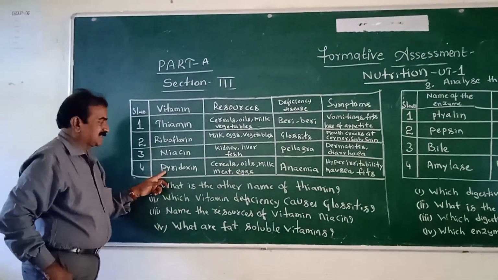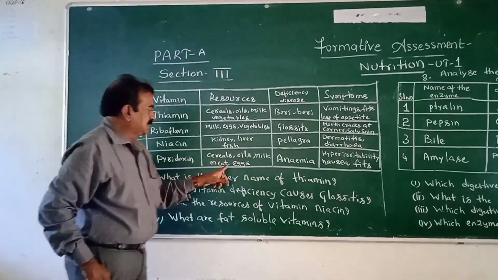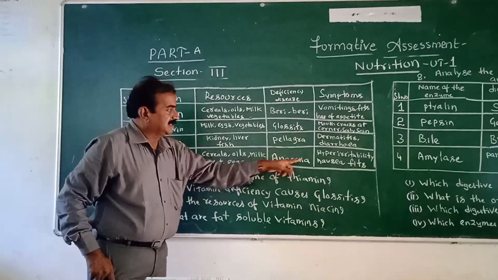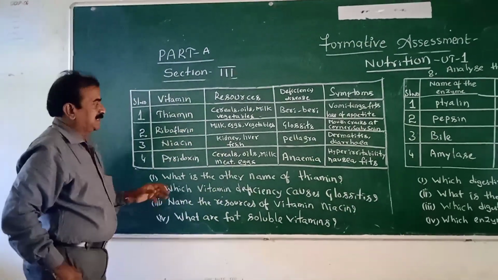And the last one is pyridoxine. This is B6. Sources: oils, milk, meat, eggs. Disease: anemia. Symptoms: irritability, nausea, and fits. So these are the symptoms of the diseases.